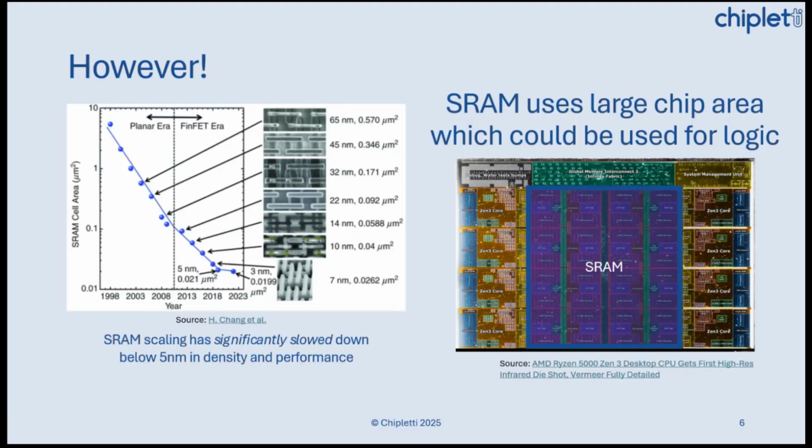However, SRAMs don't scale very well now. If you have good eyesight, and if you squint hard enough, you will see that it has sort of stopped scaling in density below 5 nanometer. So in the most modern process nodes, you practically are not getting any scaling from SRAM.